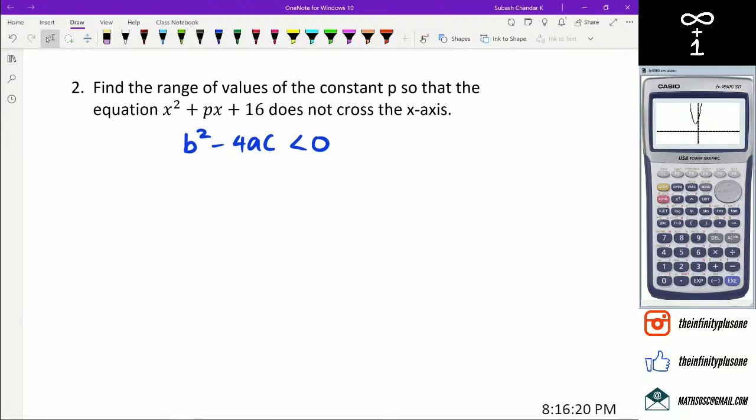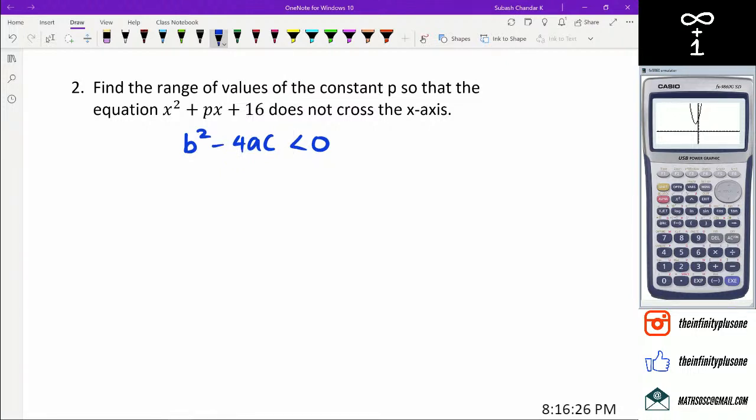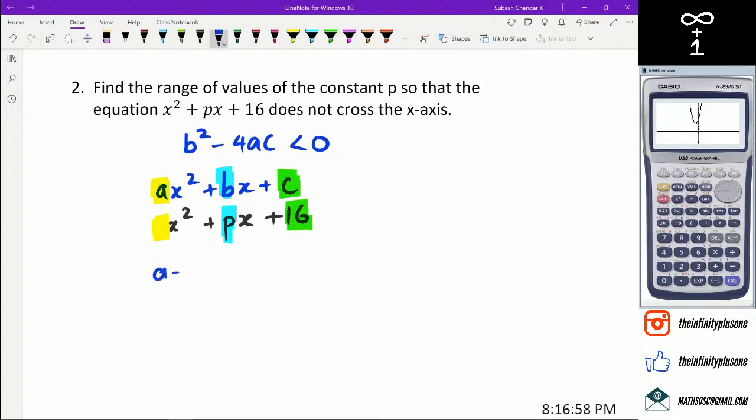All right. So the next thing is we're going to have to write down and figure out what our a, b, c values are. So we're going to go ax squared plus px plus c, not px, bx. And if we look at our original question, it is x squared plus px plus 16. So from here, we can see that the a value is going to be 1, our b value is going to be p, and our c value is going to be 16. So we're going to write all of that down. So a is 1, b is p, c is 16.